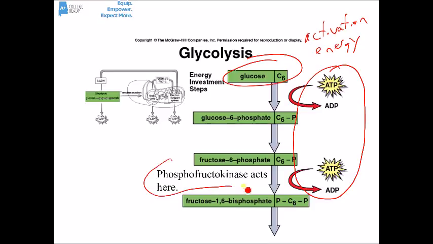Now there's an enzyme called phosphofructokinase which carries out this second phosphorylation step. This enzyme has a feedback or an allosteric site on it, which is really important in regulating the rate of cell respiration. We'll revisit phosphofructokinase a little bit later.